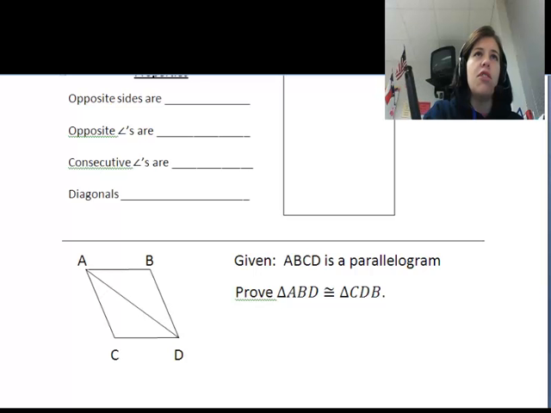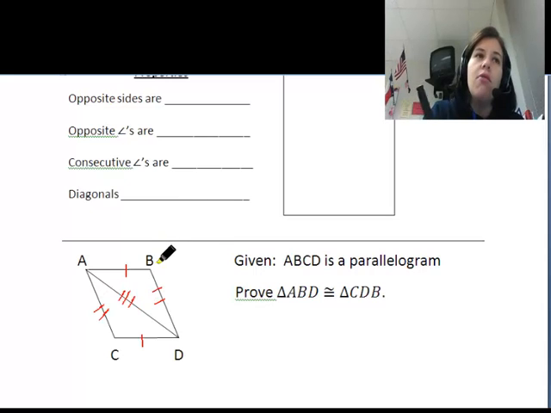We know for sure that my opposite sides are congruent. So this is equal to that, and this is equal to that. We know by reflexive property, AD is going to be equal to itself. So I could stop there and that's enough, right? What would the reason be? It would be side, side, side.